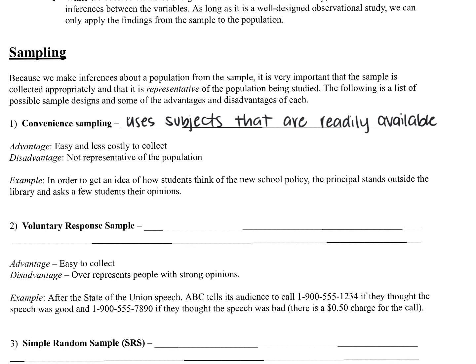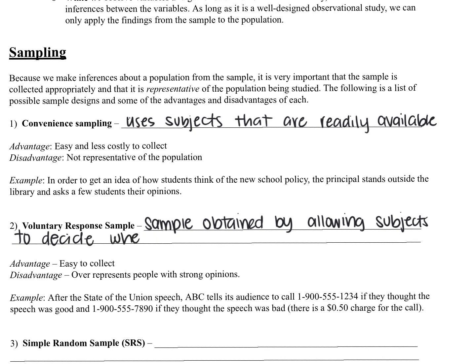Next is something called a voluntary response sample. That's a sample obtained by allowing subjects to decide whether or not to respond. It's also called a self-selected survey in some instances, but we're going to refer to it as a voluntary response sample because it's voluntary whether or not you respond. It's very easy to collect data if you just send something out and ask people to respond.